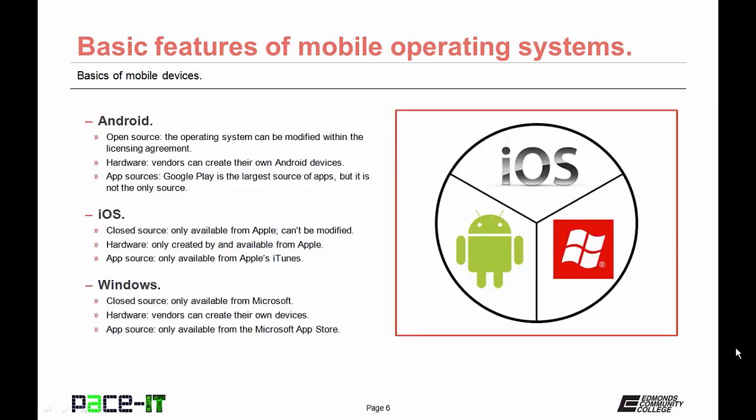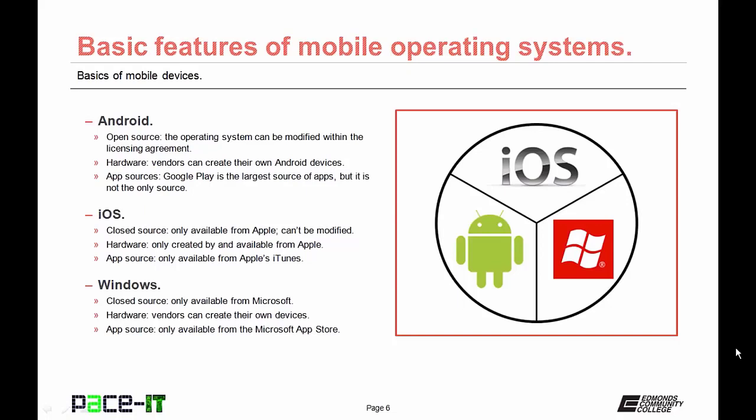So let's start by talking about the Android operating system. It's open source. The operating system can be modified by anybody within the licensing agreement. Android can be placed on any hardware, so vendors can create their own Android devices. Apps and programs are available for Android all over the place. Google Play is the largest source, but you can get them from other sources.